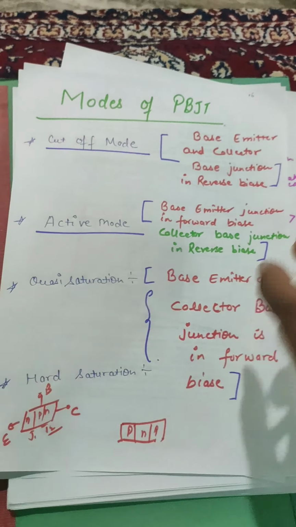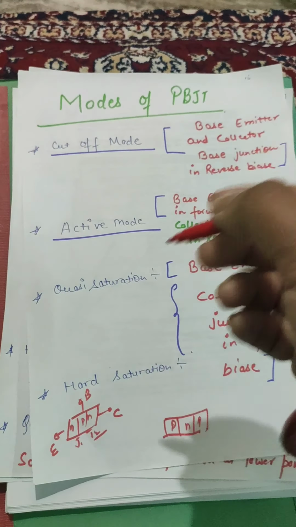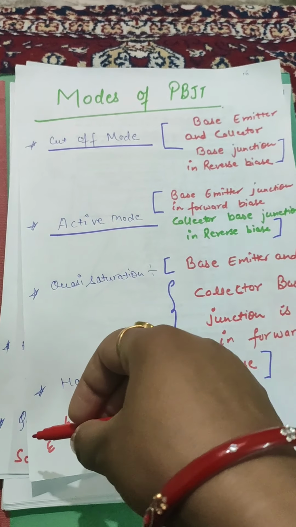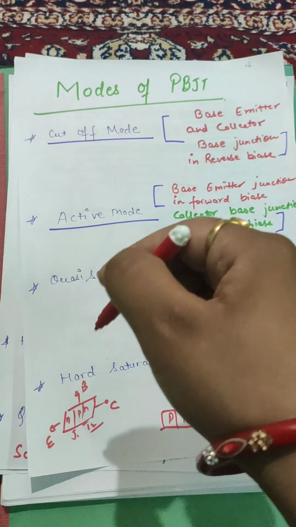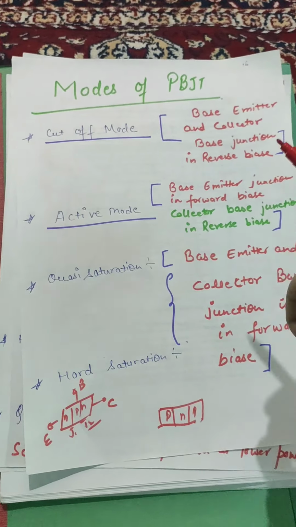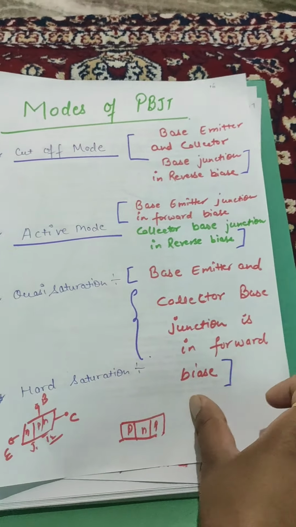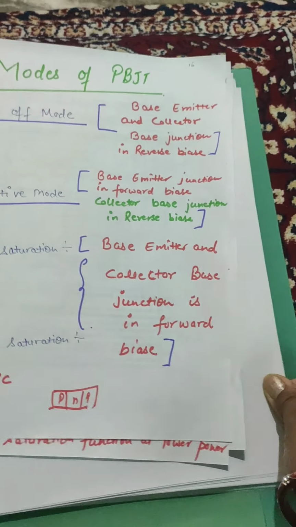How can we make reverse biasing and forward biasing? If a negative layer is connected with the negative battery and a positive layer is connected with the positive battery, then we can say it is forward biasing. I can show an example for that.